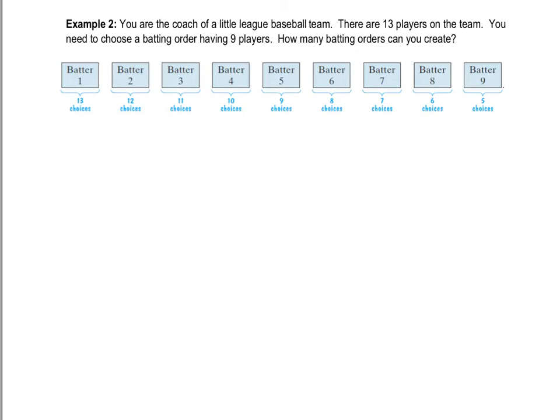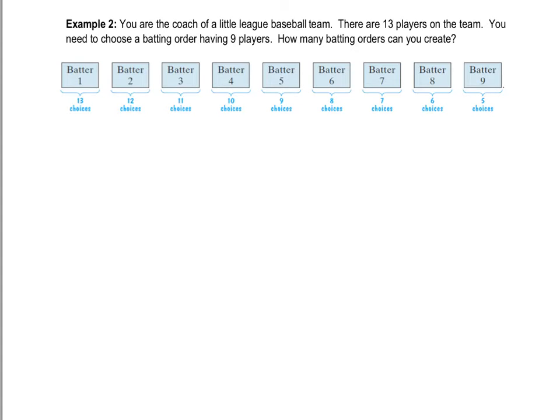So first, let's just think about this logically, and then we'll shorten this up using the formula. We have 9 batters, so I have these boxes here to show each of the batters' spots in line. There are 13 players on the team. So for the first batter, I have 13 players to choose from. Then for the second batter, I only have 12 choices because I've already lined somebody up in the first spot. And for the third batter, I have 11 choices, then 10, 9, 8, 7, 6, 5, etc. Now, what we can do is use our formula to get the same answer.